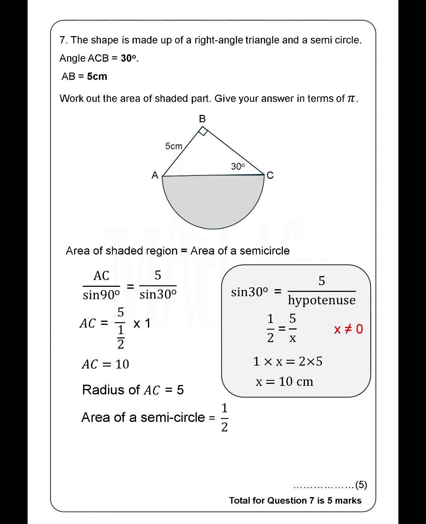So area of a semicircle is equal to half multiplied by pi multiplied by radius squared. So radius is 5, so times 5 squared. Now 5 squared is 25. 25 times pi is just 25 pi. 25 pi times a half is equal to 25 over 2 pi. Units, centimeter squared. Make sure you put your correct units, otherwise you will lose your marks.